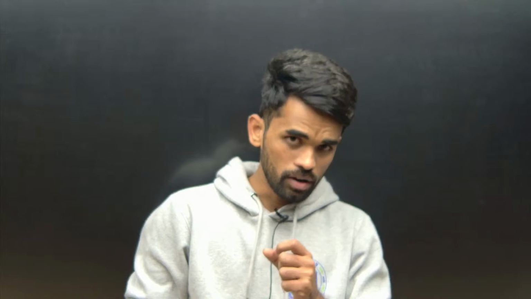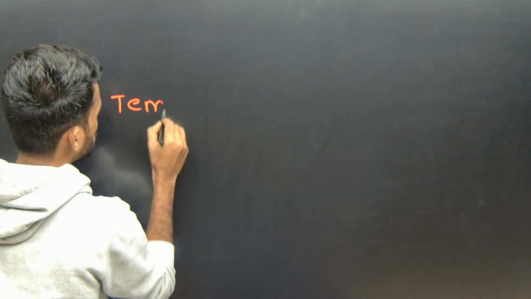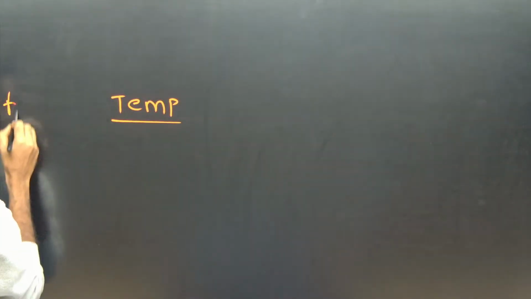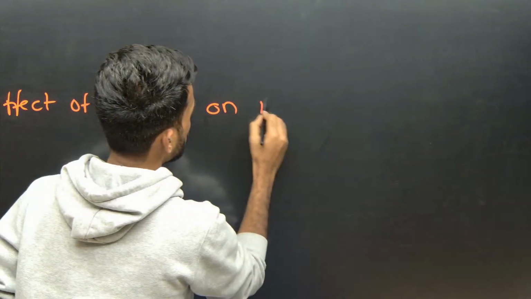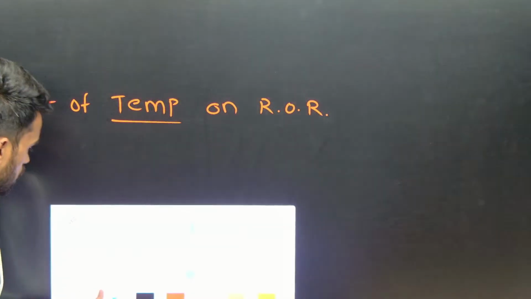Right. So now in this session we will be discussing the effect of temperature on the rate of a reaction. Let us look at what we discussed in the last class also. Yesterday I started discussing the effect of temperature on the rate of a reaction. It is very easy, you can easily understand this.